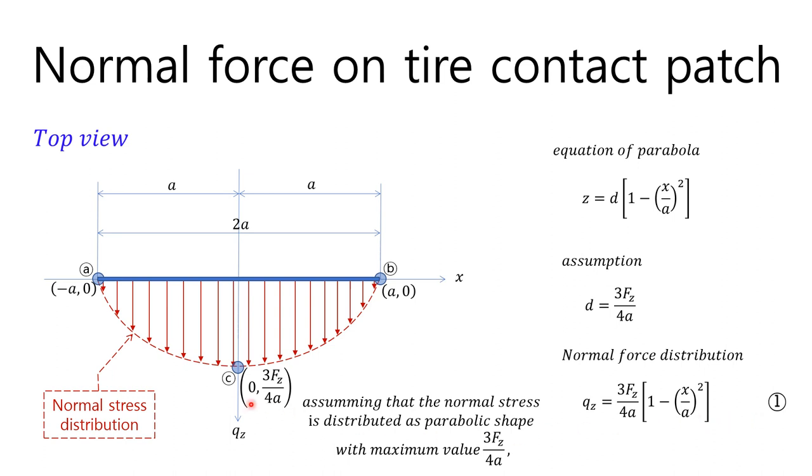The vertex C is not the coordinate of the tire contact patch, but as shown in the figure, it represents the maximum vertical force per unit length that occurs at the tire contact patch.